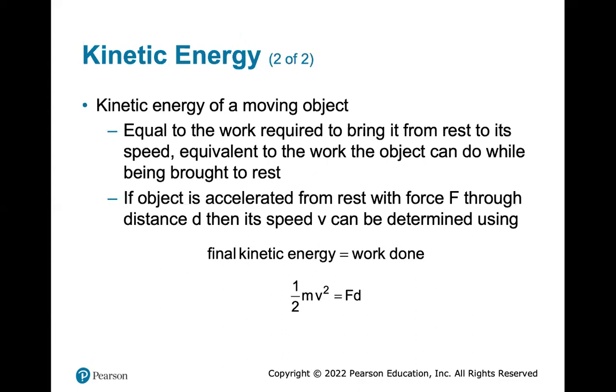The kinetic energy of a moving object equals the work required to bring it from rest to its speed, equivalent to the work the object can do while being brought to rest. If the object is accelerated from rest with force F through a distance d, then its speed v can be determined using the final kinetic energy equals the work done. So 1/2 mv squared equals force times distance. We can use this little formula, 1/2 mv squared equals Fd, to solve problems.